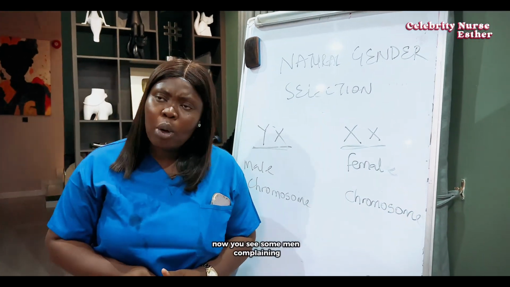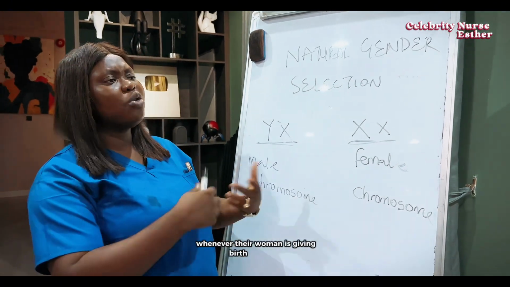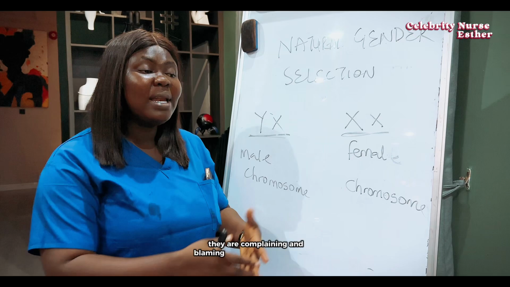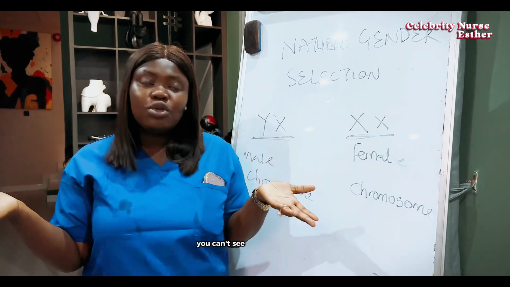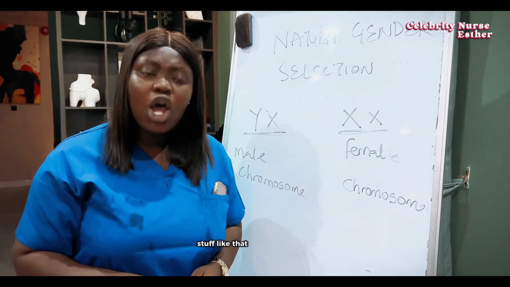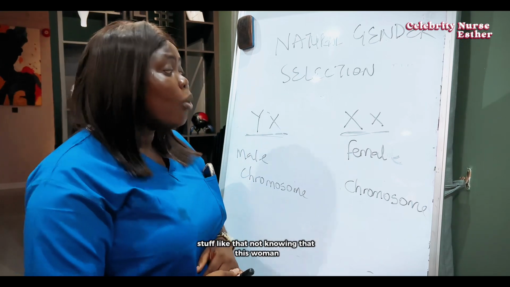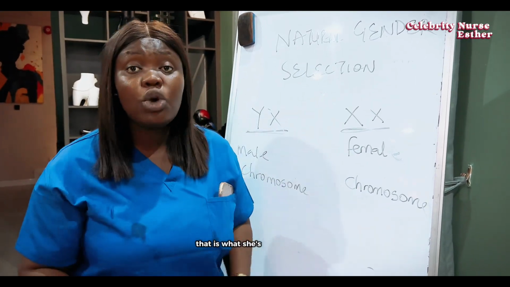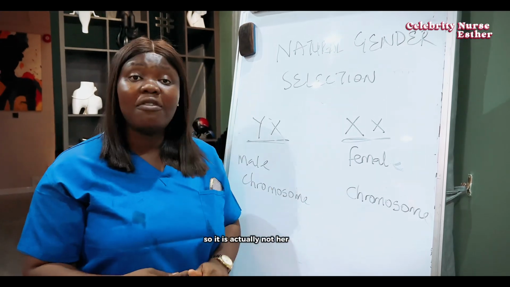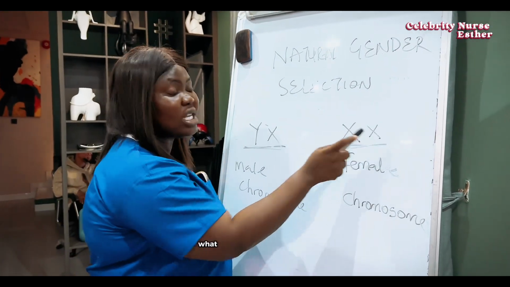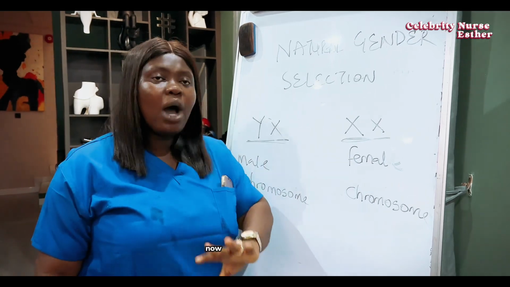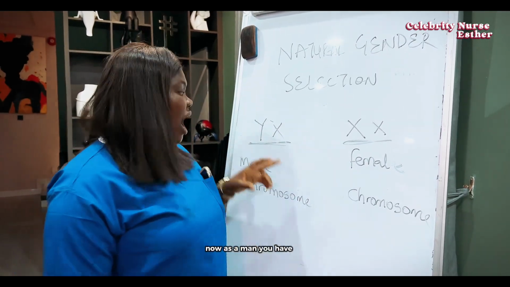Now, you see some men complaining. Whenever their woman is giving birth to female babies or to male babies, they are complaining and blaming the woman, that, oh, you can't see, don't you see your mate and blah, blah, blah, stuff like that. Not knowing that it is what you as a man give to her that she is going to bring out. So it is actually not her fault because she only has the X chromosome in her eggs, okay? Now, as a man, you have this.